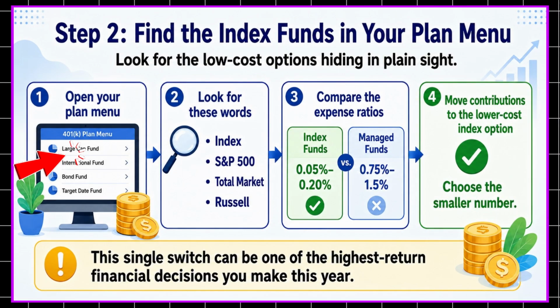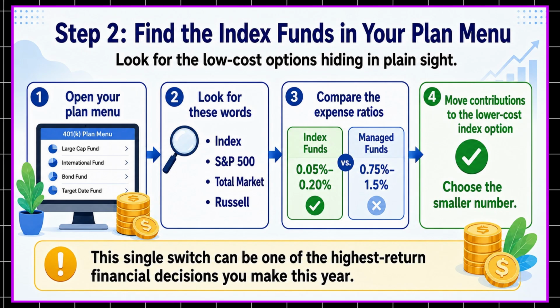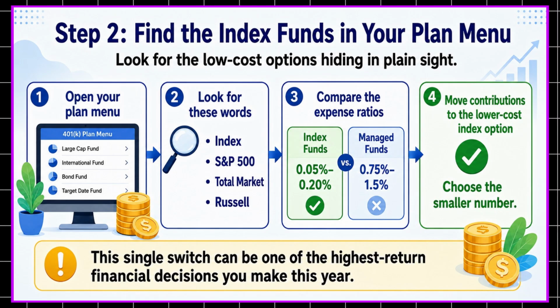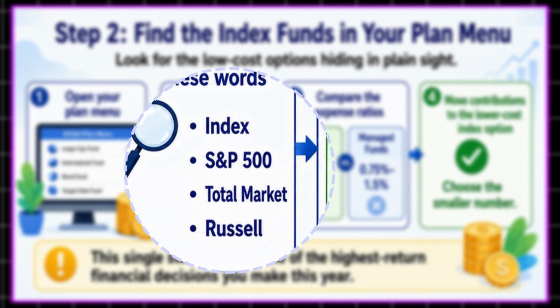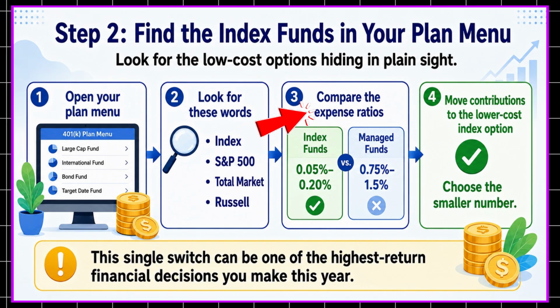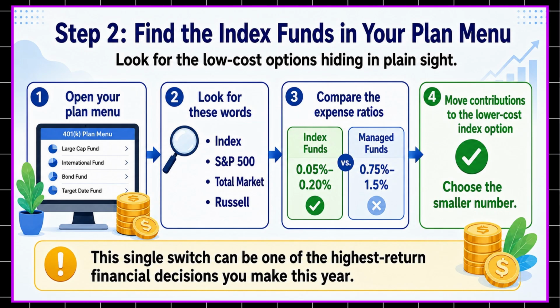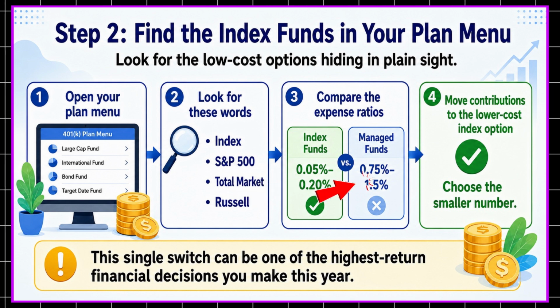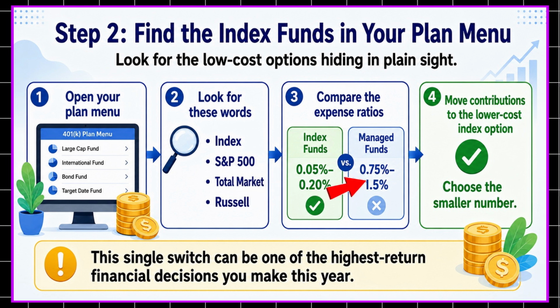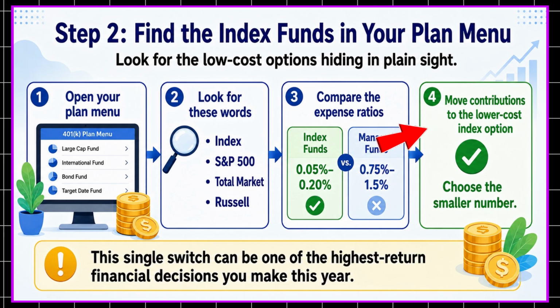Second, find the index funds hiding in your plan menu. Almost every 401k plan today, even mediocre ones, includes some lower-cost passive investment options. Search your menu for funds containing the words Index, S&P 500, Total Market, or Russell. Compare their expense ratios to the actively managed alternatives. In most plans, the gap will be between 0.05 and 0.2% for index funds versus 0.75 to 1.5% for managed funds. Move your contributions to the index options.